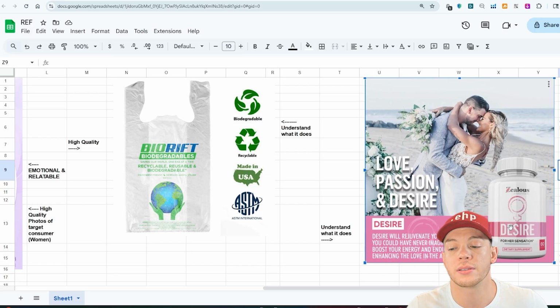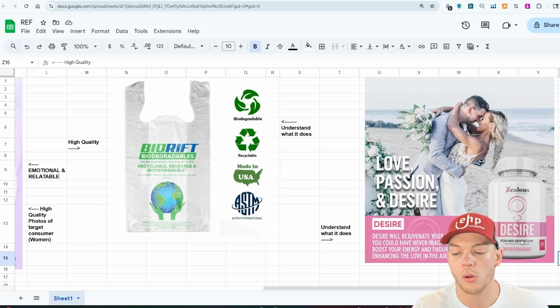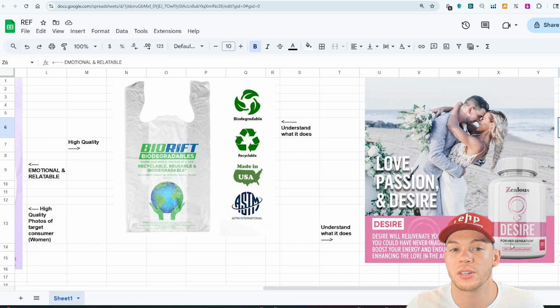It's those little things that humans notice. And also at the bottom, we're putting what it does, so the customer can understand what it does. It's a high quality picture of the product, and then they have emotional and relatable love, passion, and desire, which is exactly what the product does. It's a desire female enhancement supplement.